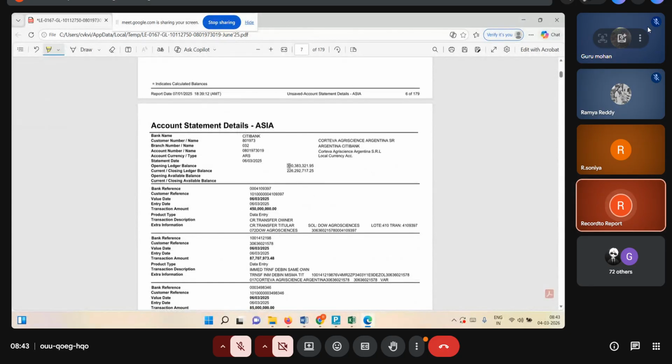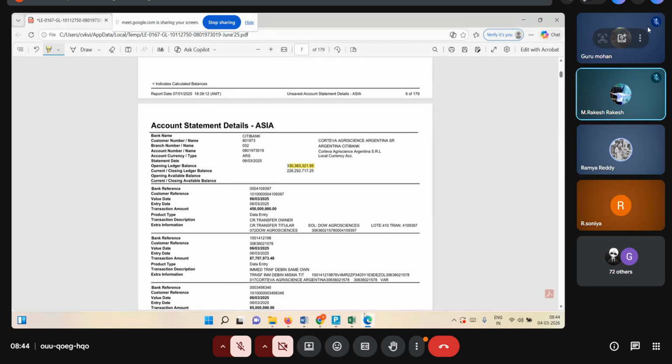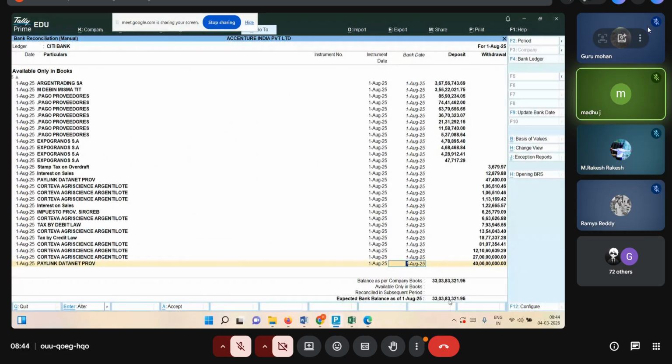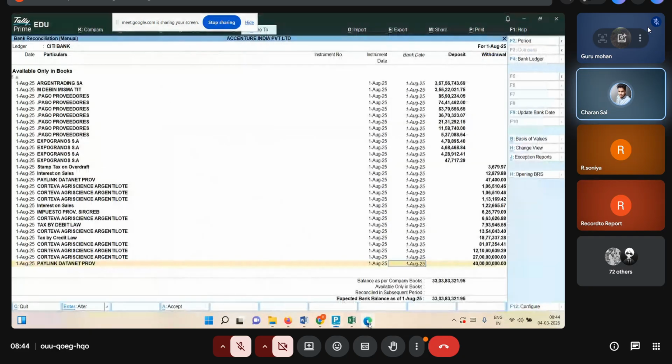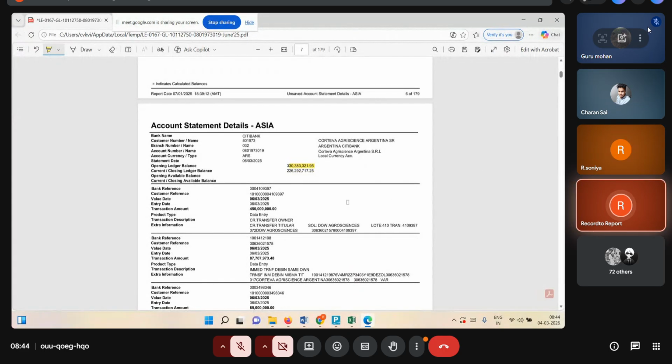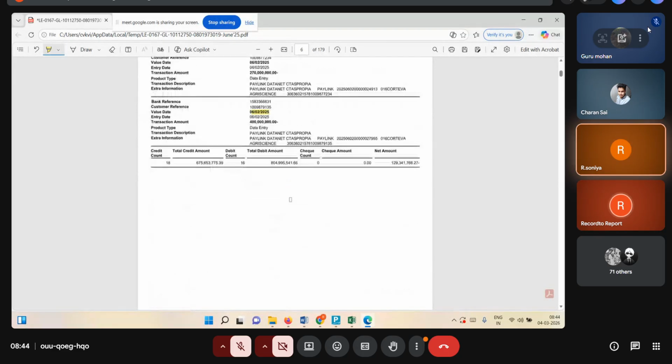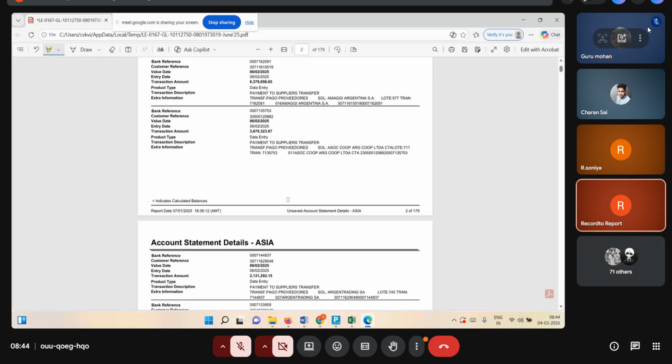What is the opening balance here? 330,383,321. 33 crores, 38. It's matching, guys. Okay, is it matching? So the next day again these transactions will be recorded and we will compare with this closing balance. Clear? Understand, guys? Yes, ma'am.